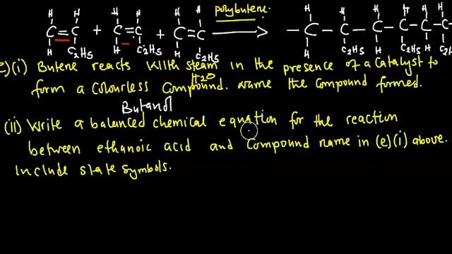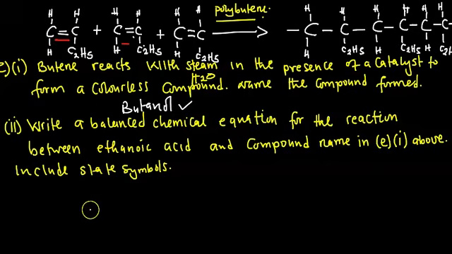Write the balanced chemical equation for a reaction between ethanoic acid and the compound named above. So now we are writing the balanced chemical equation for the reaction of ethanoic acid and the product formed. The product formed is butanol. So simply write the balanced chemical equation of butanol and ethanoic acid.